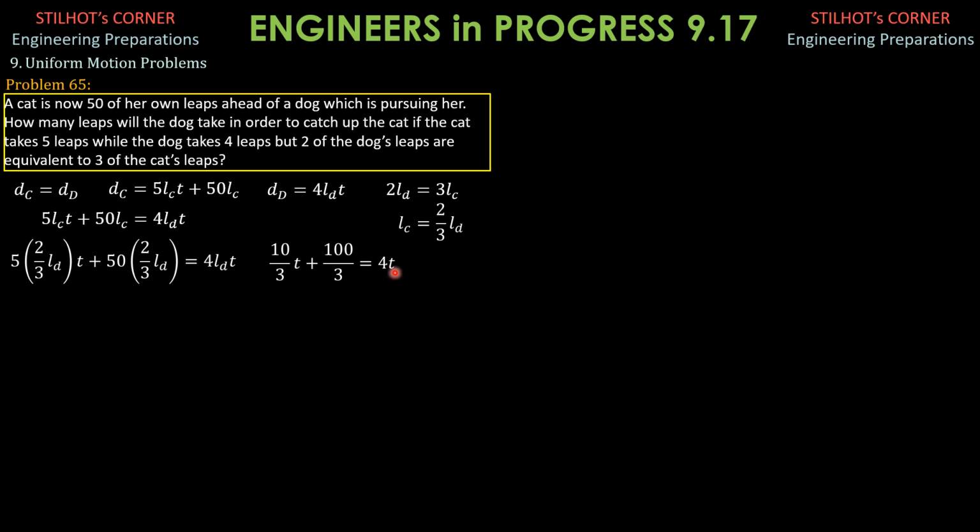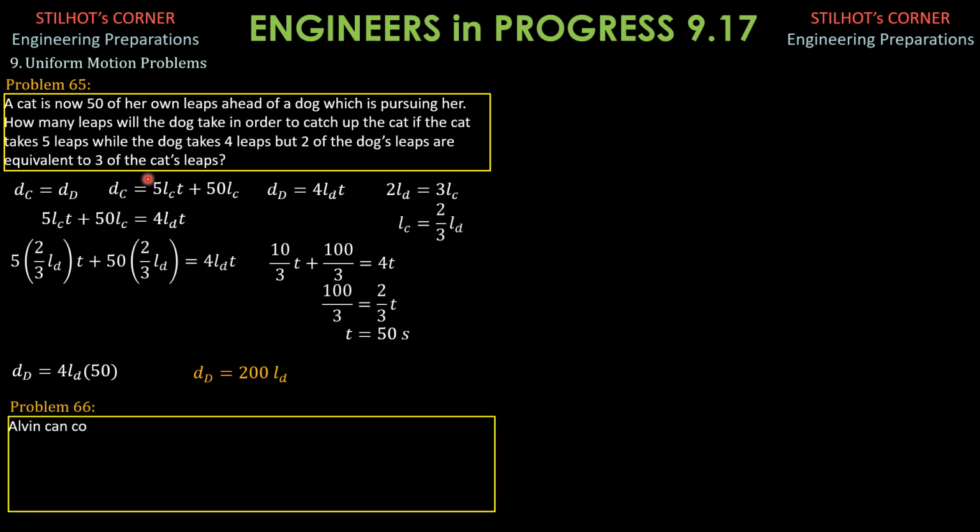So 100/3 is equal to 4t minus 10/3 t, and 4t minus 10/3 t is 2/3 t. So 100/3 equals 2/3 t. Cancel out 3. So t is 50 seconds. Having found t is 50 seconds, the dog's distance in terms of his own leaps is equal to 4 dog's leaps per second times 50 seconds, and that is equal to 200 dog's leaps. So that's the answer to this problem.